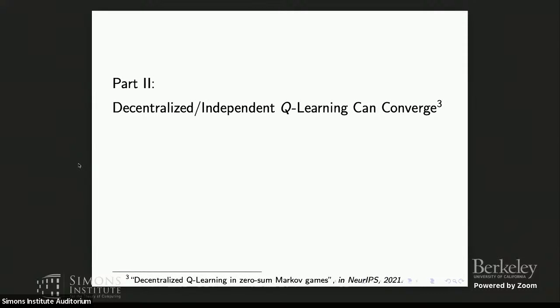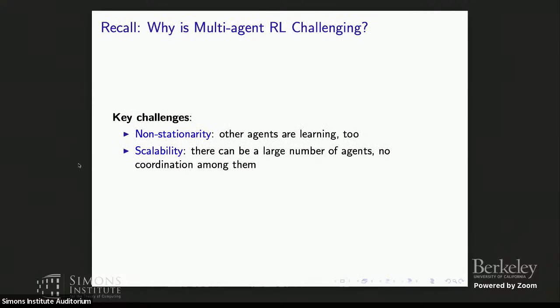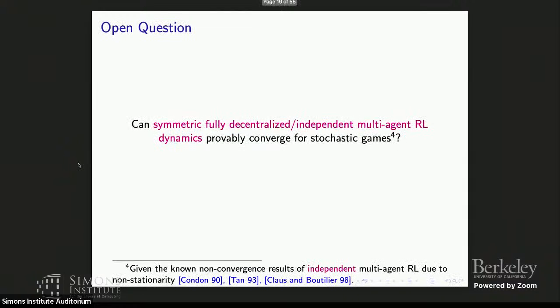So the second part is about how we use this method called decentralized Q learning to achieve this goal. If you recall, why is multi-agent RL challenging? There are two key challenges. One is what we call non-stationarity, because other agents are also learning simultaneously. Another is a scalability issue, especially when there are a large number of agents and you cannot coordinate all of them. Therefore, one natural method is to run independent reinforcement learning simultaneously for all the agents. We call it decentralized multi-agent RL or independent multi-agent RL.